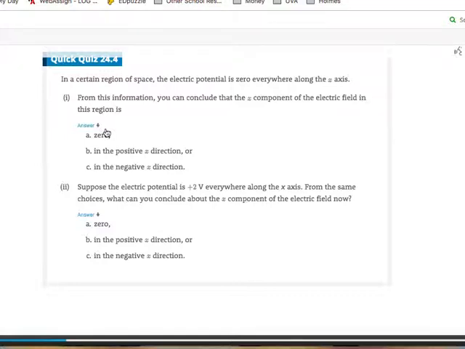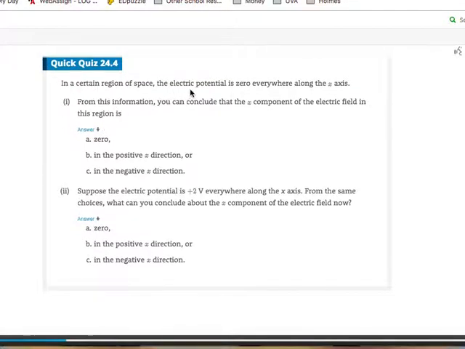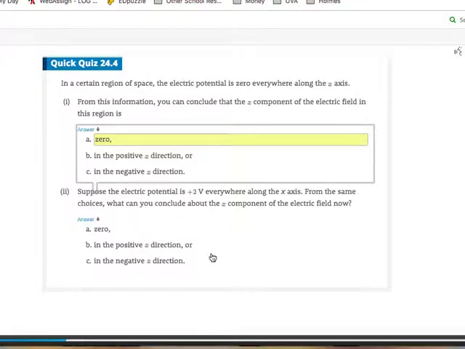So let's do this one. Quiz. In a certain region of space, the electric potential is 0 everywhere along the x-axis. From this information, you can conclude that the x component of the electric field in this region is, and in that case, the electric potential, remember the electric potential is the voltage, which is the rate of change of the electric field. So this should be 0. It is.